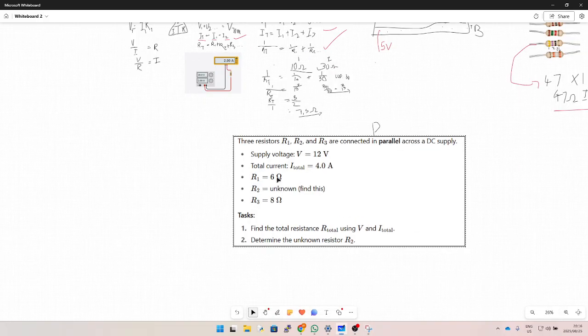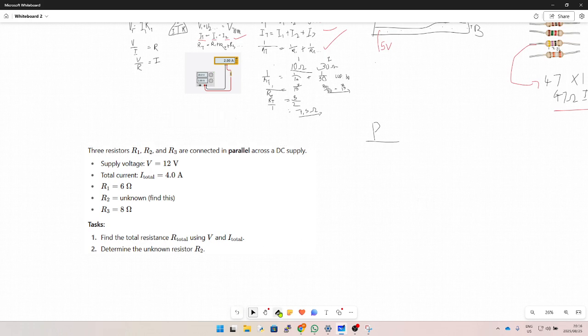There. Right. Here's our question. You've got three resistors connected in parallel to a DC power supply. The supply voltage is 12 volts. The total current is 4 amps. You know resistor 1 and resistor 3. You don't need to know the rest. We won't be given this here.